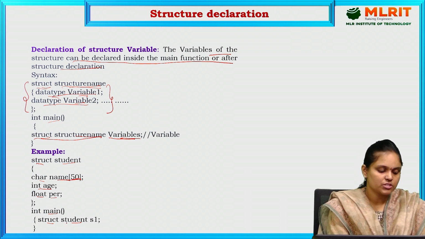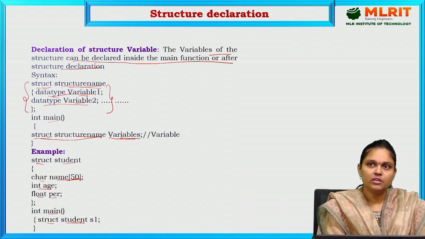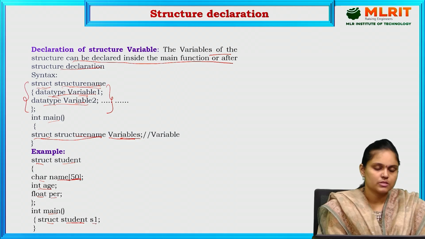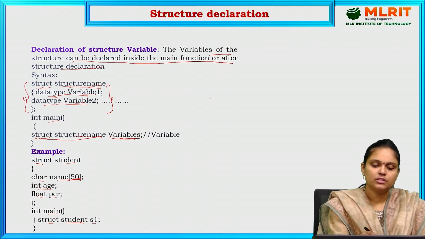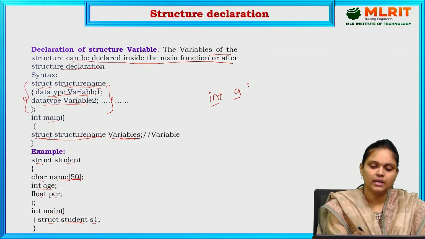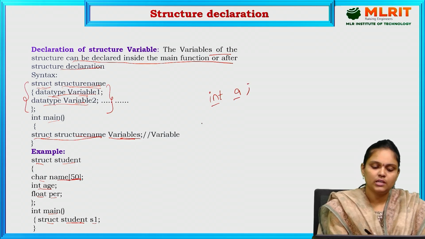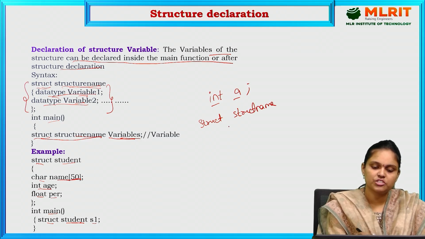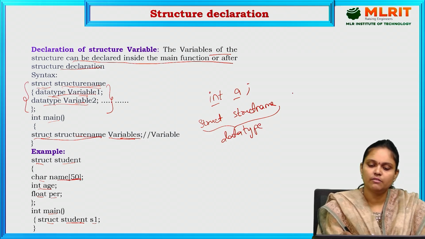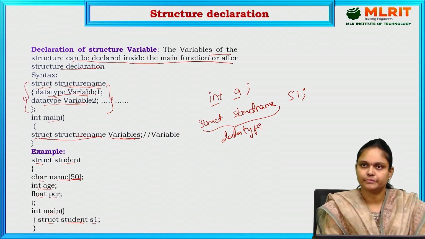And the name of the structure is student, and the variable that we are creating for that is s1. Suppose you are using int a: int is a data type and a is a variable. So here the struct and the struct name together we are calling a structure name. Together we are calling it a data type. So to this data type, we are creating a variable called S1.